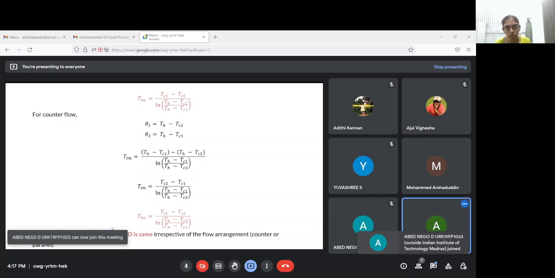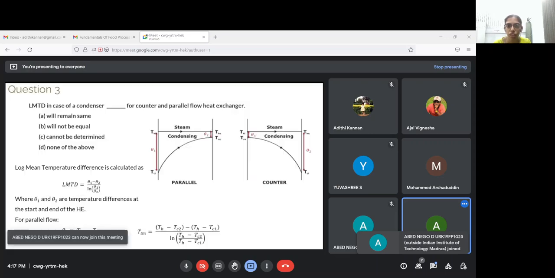So why are we choosing this LMTD? Any clue why we are even dealing with LMTD in the first place? Why not just Th minus Tc? That's what we did in the previous classes. We just did hot fluid minus cold fluid, and that was our delta T. Why are we even dealing with LMTD in this case?